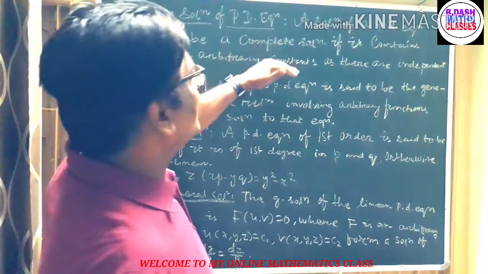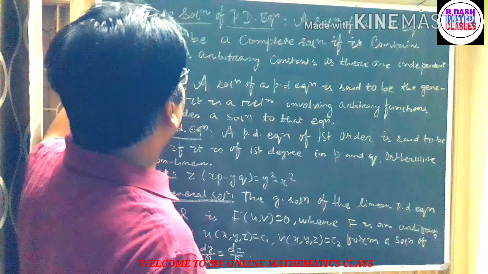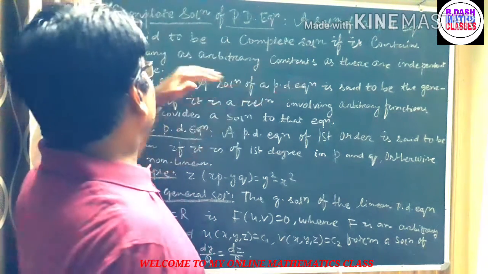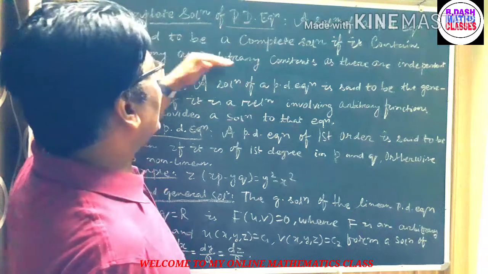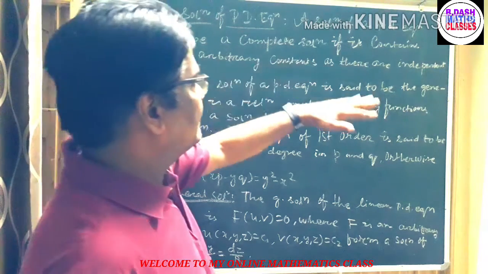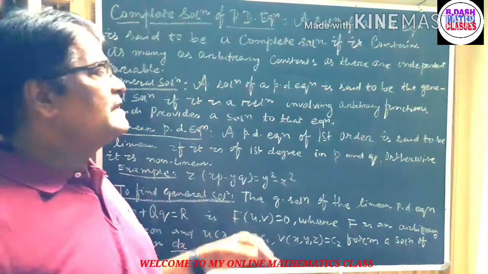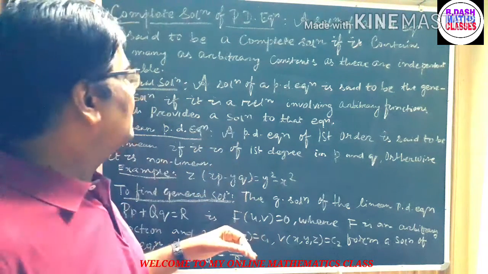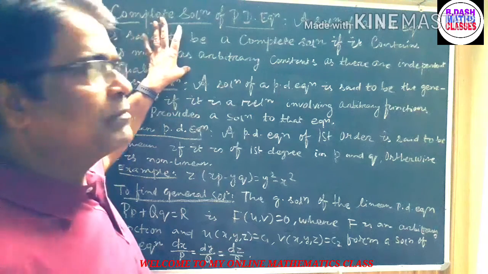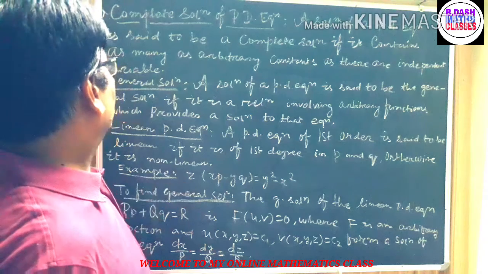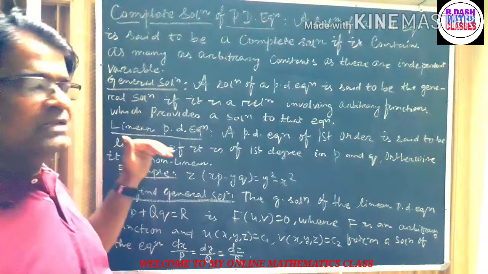A solution of a partial differential equation is said to be a complete solution if it contains as many arbitrary constants as there are independent variables. That means the number of independent variables must be equal to the number of arbitrary constants in the solution. Now let us proceed to the general solution.